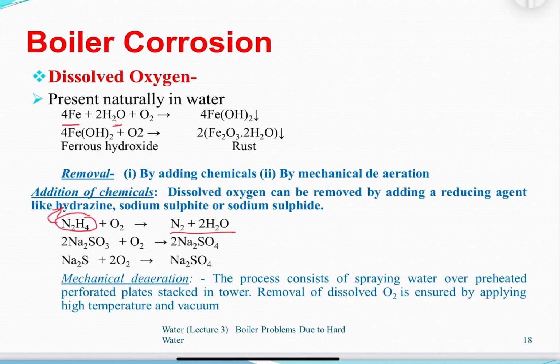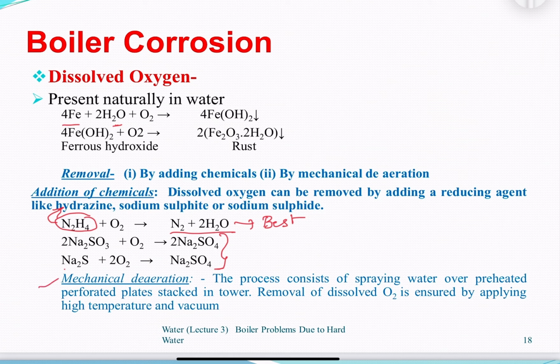Another is you can add sodium sulfite, so that will remove oxygen. Sodium sulfate is formed, or you can add Na2S, sodium sulfide, and once again Na2SO4 is formed. But by both these methods, sodium salts are introduced in water. By the hydrazine method, nothing is introduced in water, and this is best because nitrogen is inert and causes no problem.